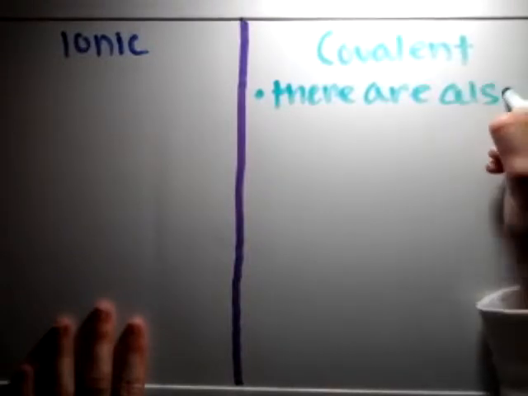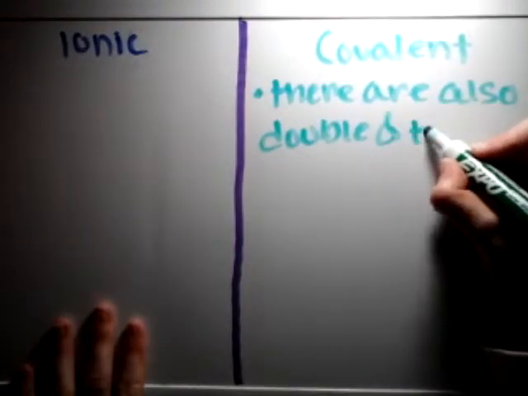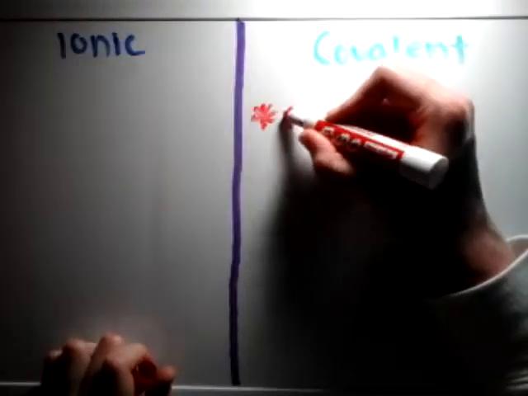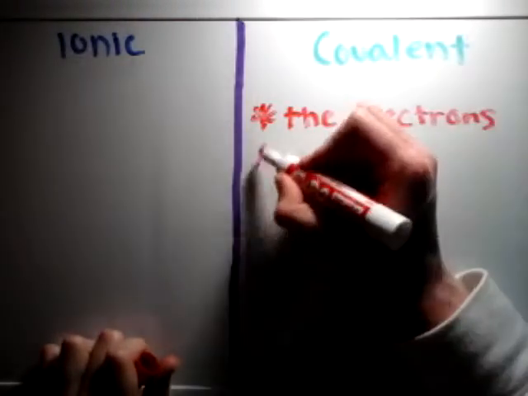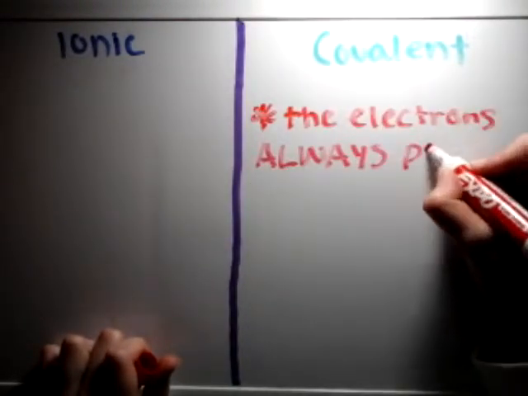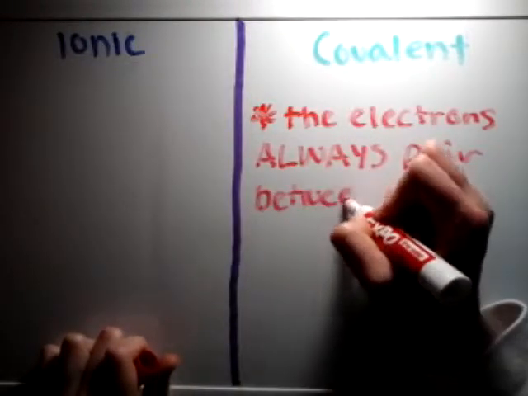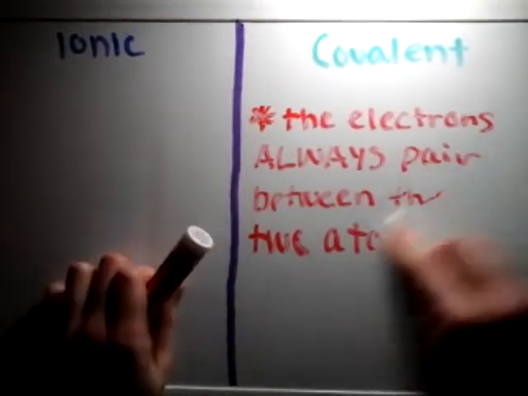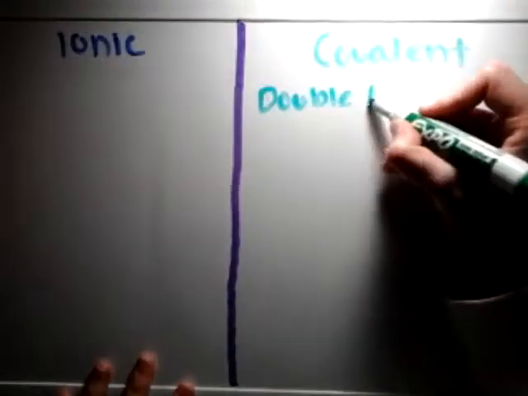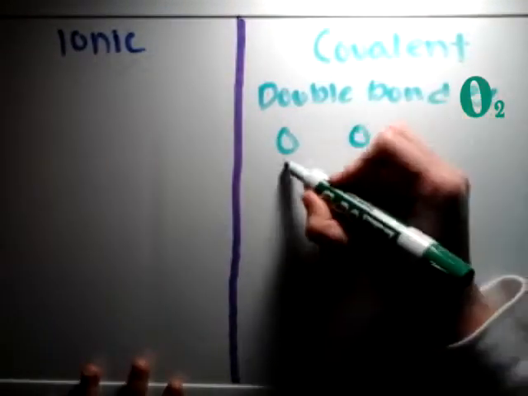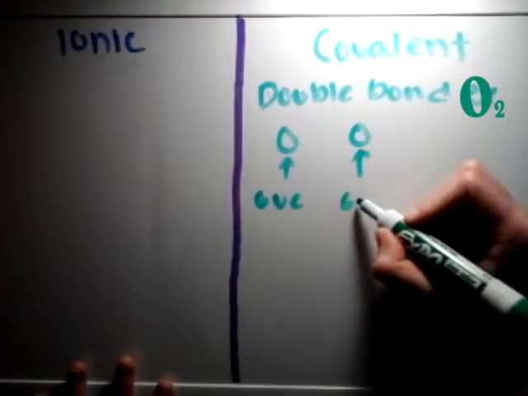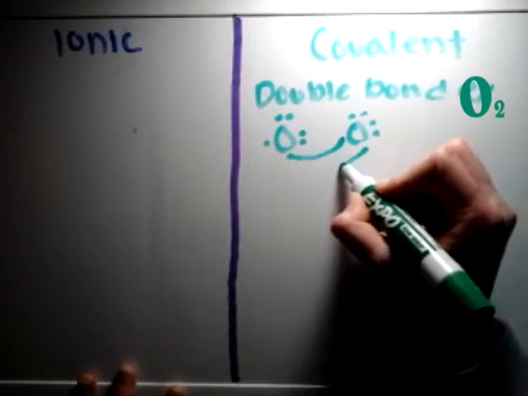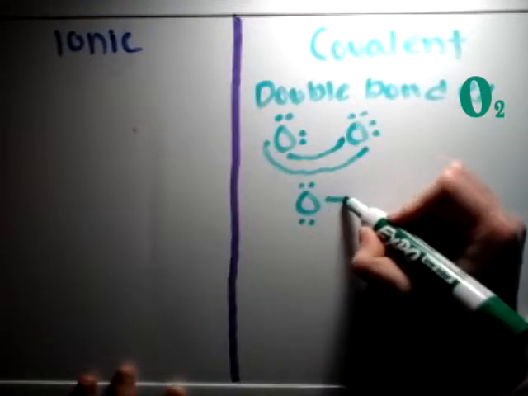There are also double and triple bonds, where 2 or 3 pairs are made between the atoms. The electrons always pair between 2 atoms. Oxygen has 6 valence electrons, and the 2 lone electrons pair together, creating a double bond between the oxygens.